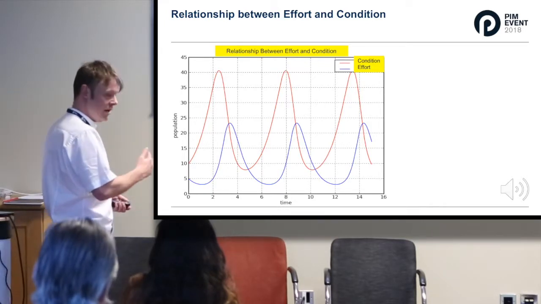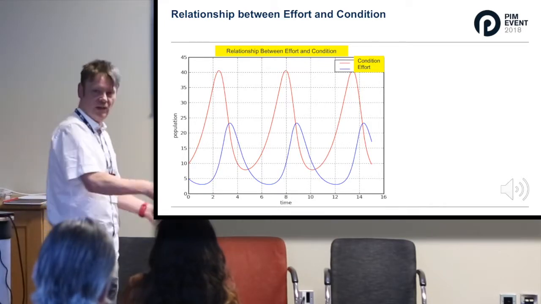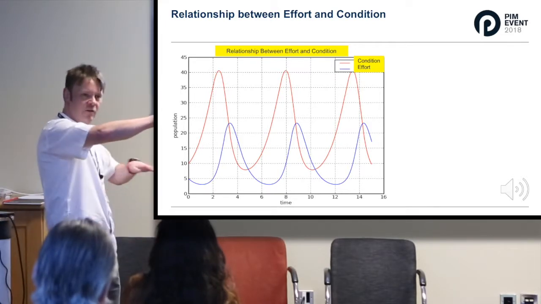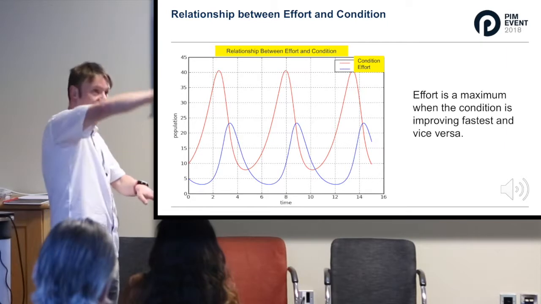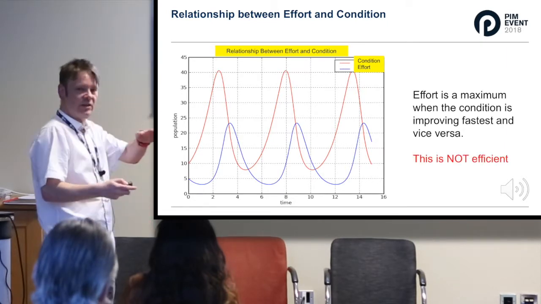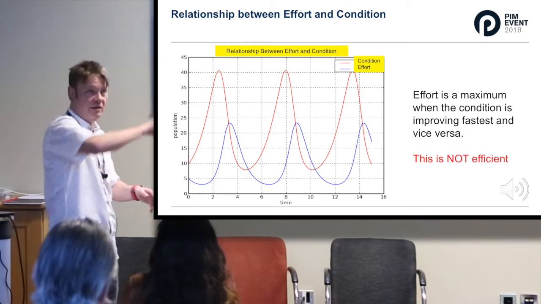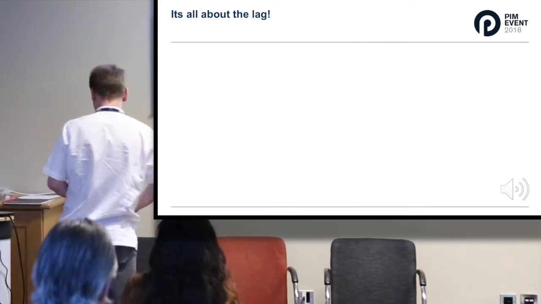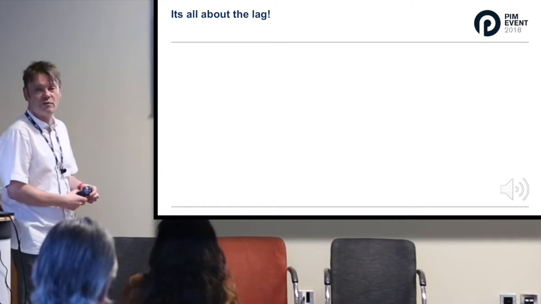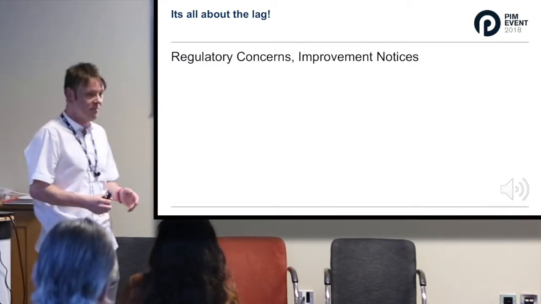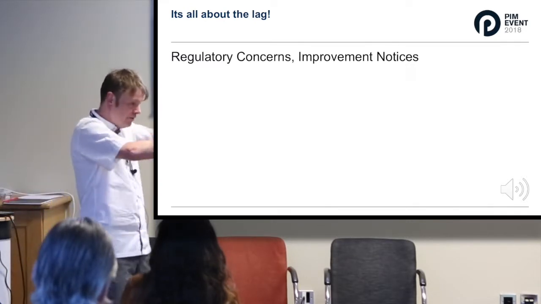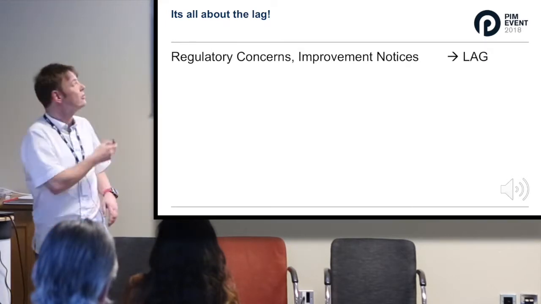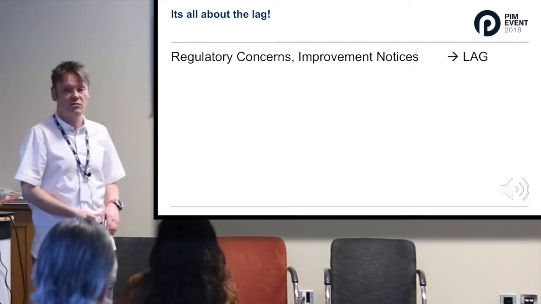We always put the effort in too late because we wait for the condition to drop. Then as the condition comes back up, we carry on putting the effort in, and the condition's coming up at top speed, but we're still putting the effort in and we don't actually stop until it all goes horribly wrong. What I'm saying is it's out of kilter and it's not efficient. The most efficient way to manage these things is by having really fast feedback loops. And we don't have those because we get regulatory concerns.